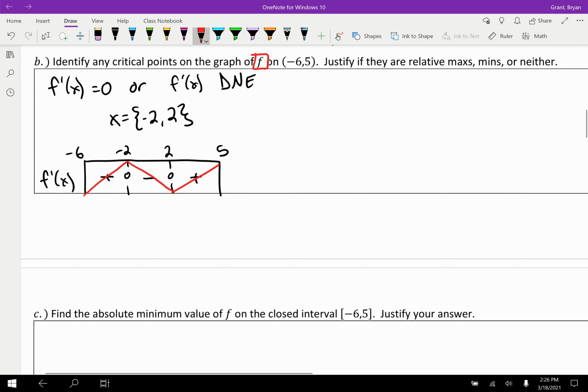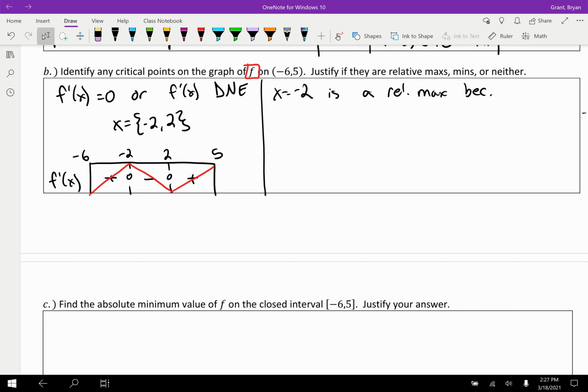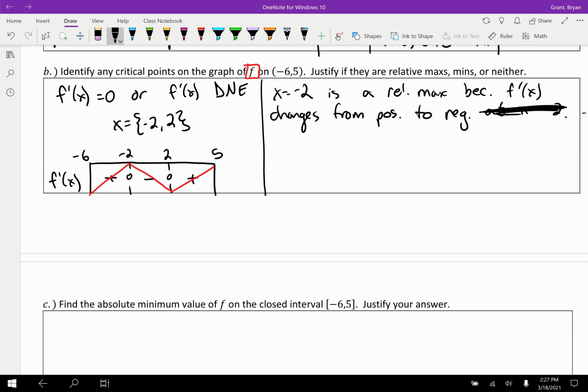Okay, we would say something along the lines of x equals -2 is a, well, based on this, it's got to be a relative max, doesn't it? Is a relative max because, how do we know that's a relative max? Well, we know because our sign chart told us, and so that's what we're going to write, because f prime of x changes from positive to negative at x equals -2. You probably don't need this part at the end. I always put it just to be very clear about what I'm talking about.